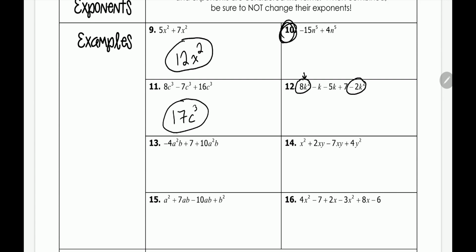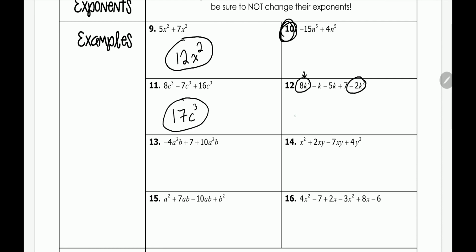So we have 8 minus 2. That gives us 6k squared. And the reason we're able to do this is because they both have a k and the k is squared in both of them. So now we're going to mark through these so we don't look at them anymore. We're going to move on to this negative k. So we're going to circle everything else that has only a k.